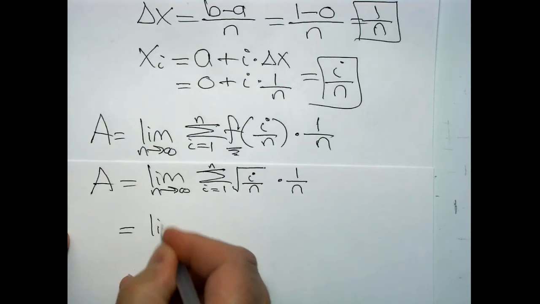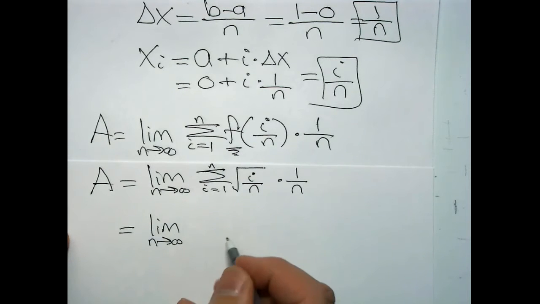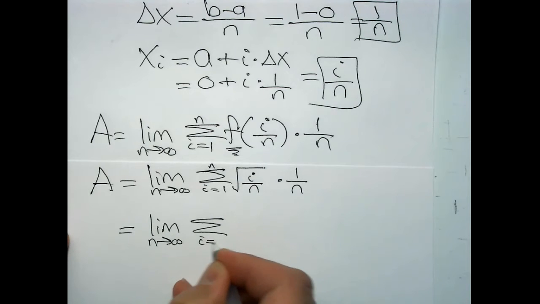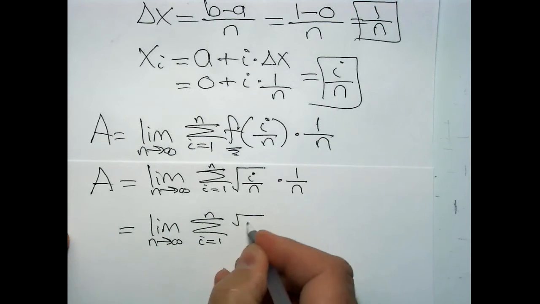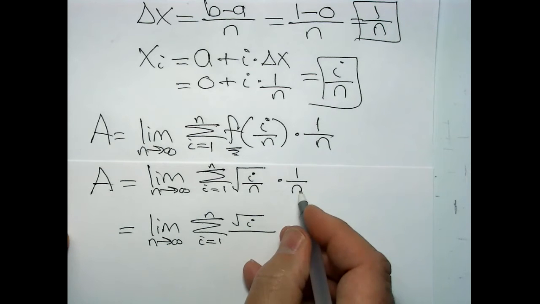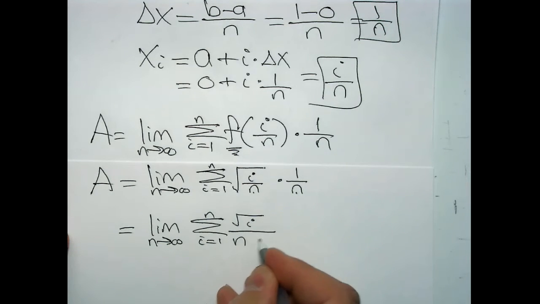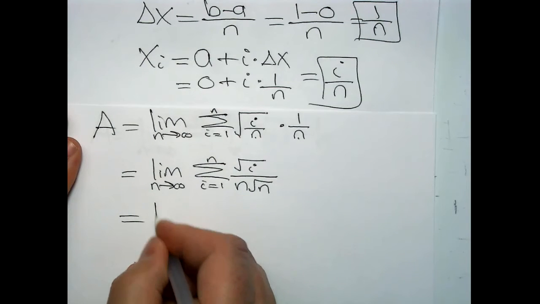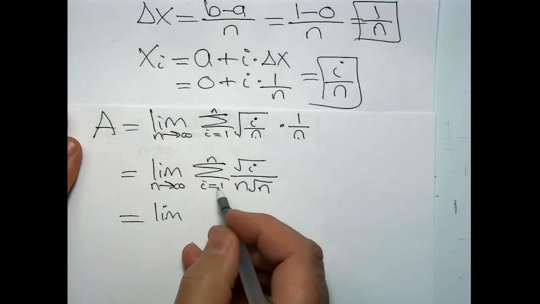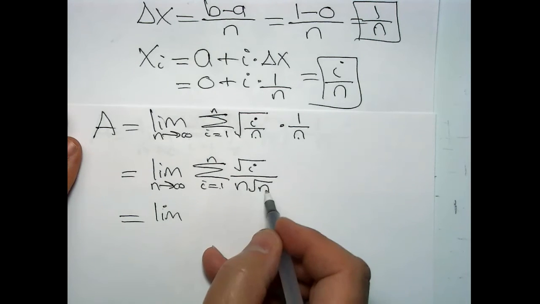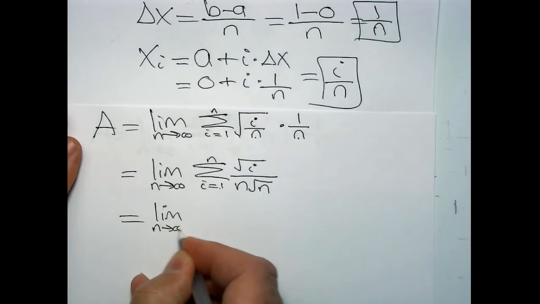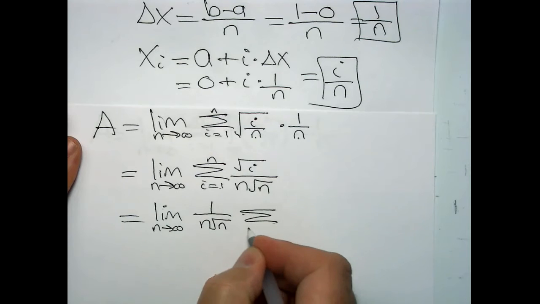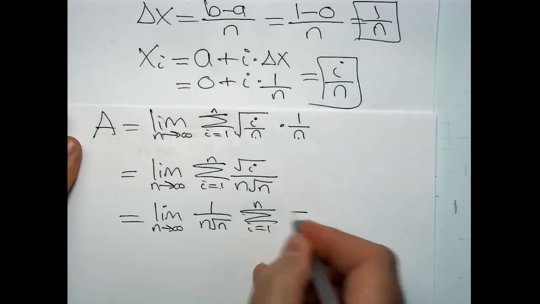Well, let's see. We get the limit as n approaches infinity of the square root of I over n square roots of n. Now remember that n's are considered constant for sigmas. Because I equals 1 to n, the I changes, the n does not really change until you run the limit on it. So you can bring these out front. I'm okay with those. And finally, we end up at our sigma.